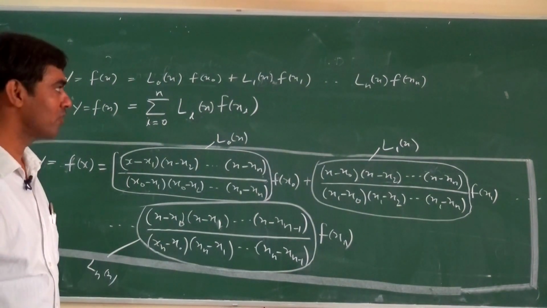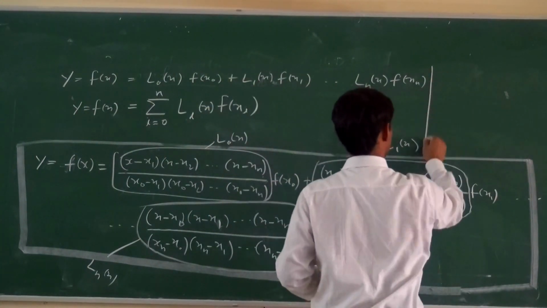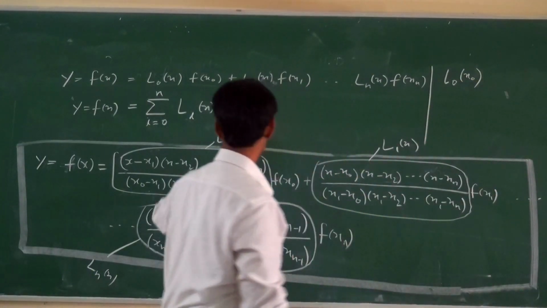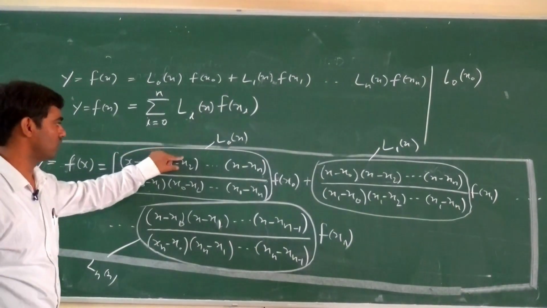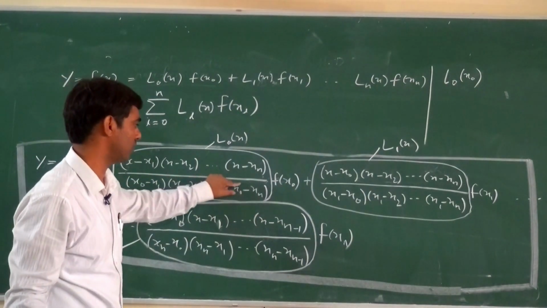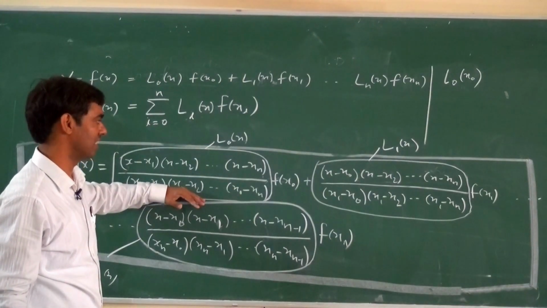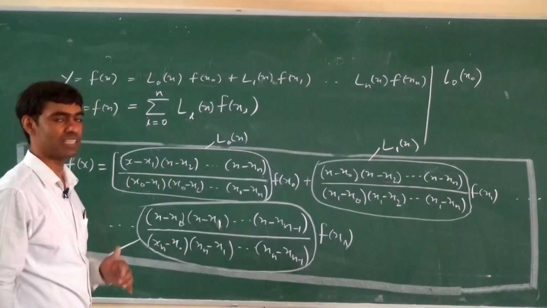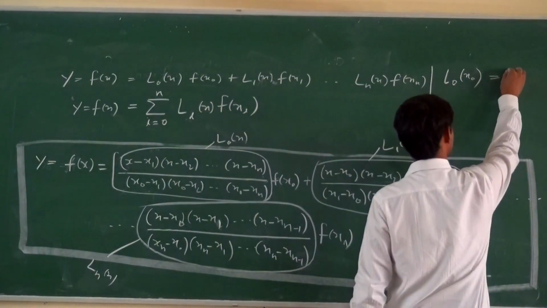If you closely observe these Lagrange multipliers, what is the value of L0(x0)? In place of x we put x0. Then we get (x0 − x1)(x0 − x2) up to (x0 − xn) divided by (x0 − x1)(x0 − x2) up to (x0 − xn), which means the numerator equals the denominator. So if you put x equal to x0 here, the numerator becomes the denominator, and the value of this is 1.